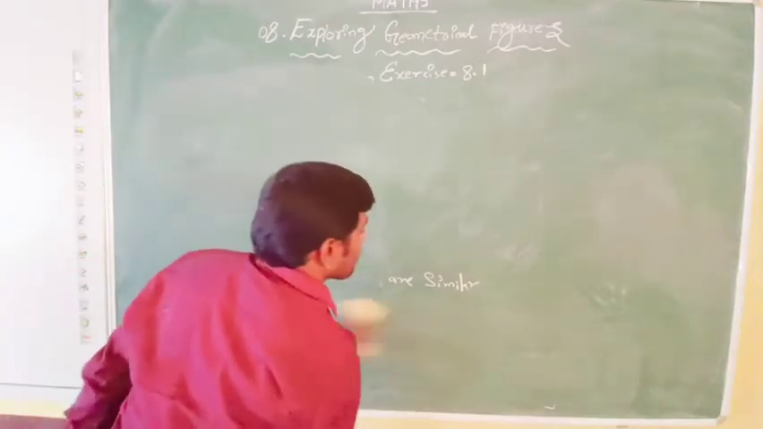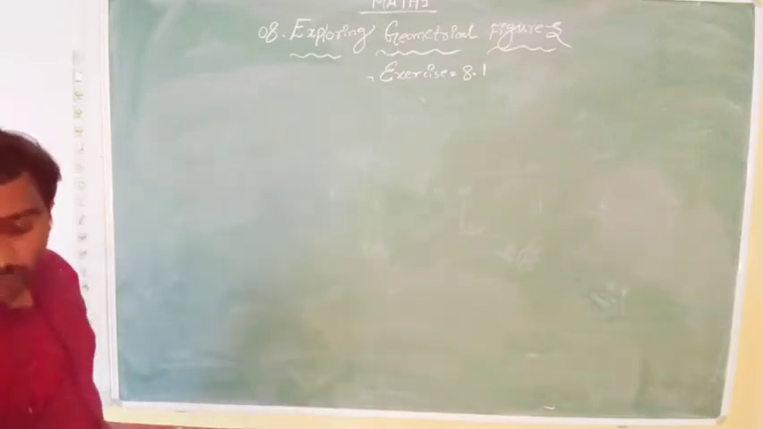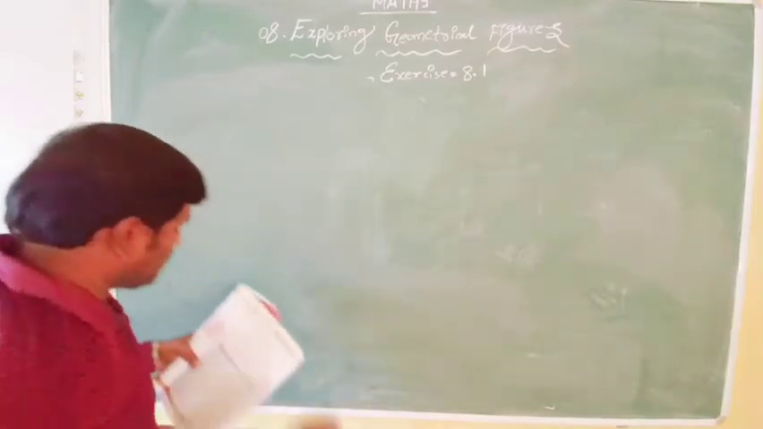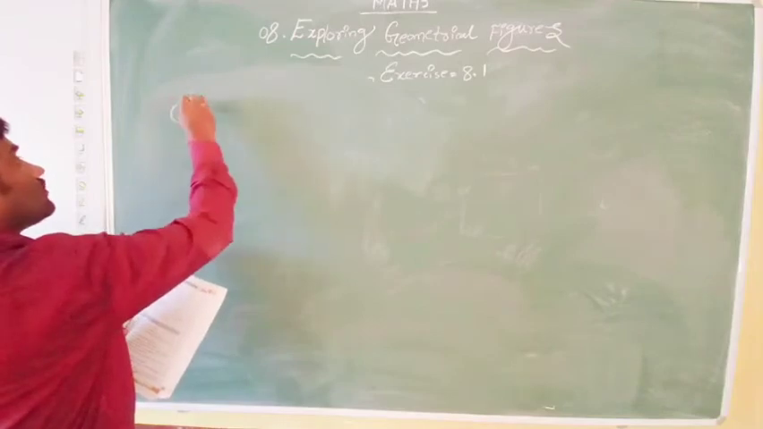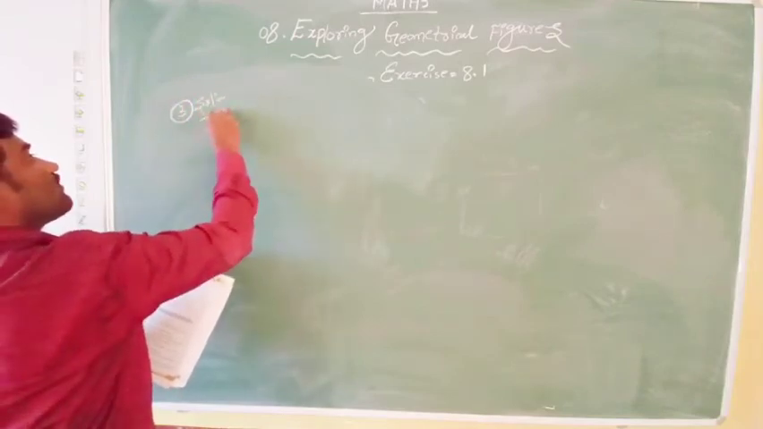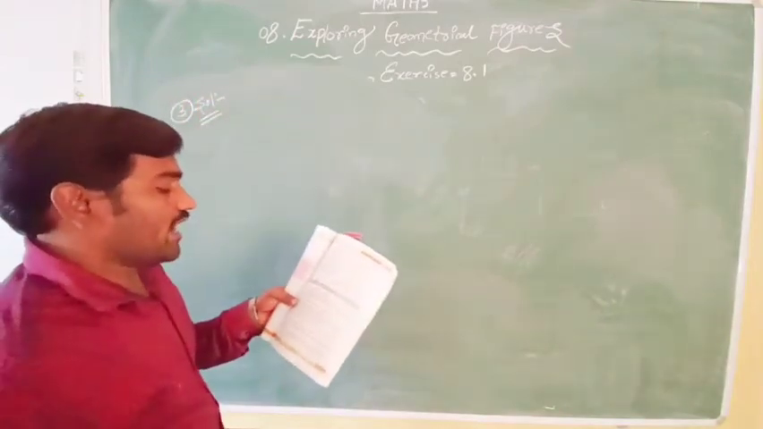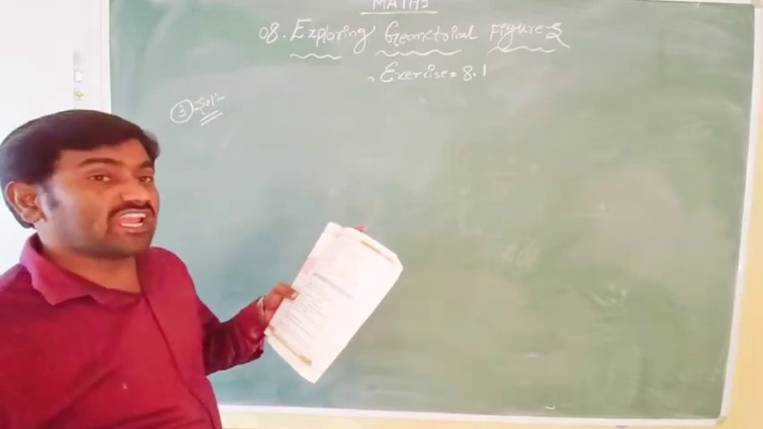So here the question number 3 will be similar to question number 2, which we have just done. Let me take one more time. If triangle ABC is congruent to triangle NMO.